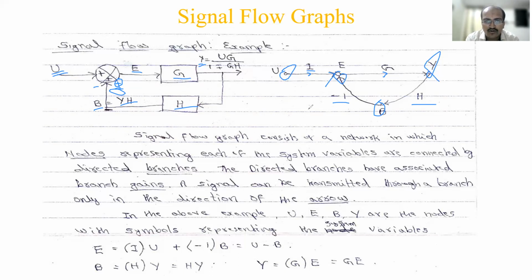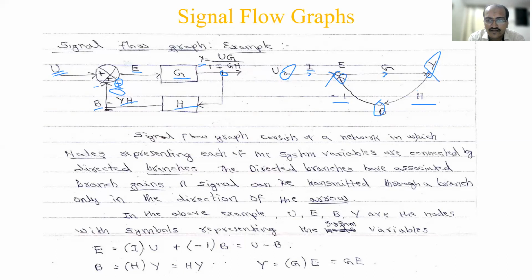Compared to the block diagram, where there were 4 components: block, arrow, summing point and takeoff point, in the signal flow graph we have only 2: one is the node, and another is the arrow. So that is how the representation works. I have written just this here.